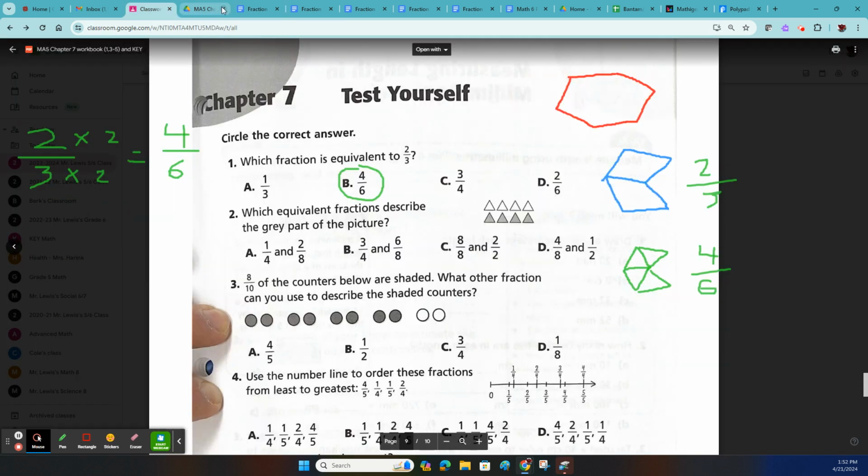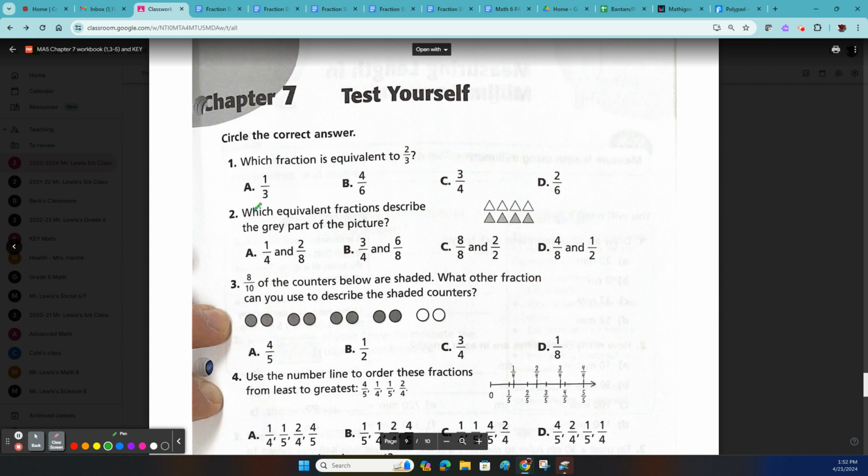Moving on. Let's delete that. I'm going to clear off all this junk for us. There we go. Question 2. Which equivalent fractions describe the gray parts in the picture? Well, firstly, I'm going to count all of these. So I see 1, 2, 3, 4, 5, 6, 7, 8. How many are gray? 1, 2, 3, 4. Okay, so that's one fraction that represents this diagram.